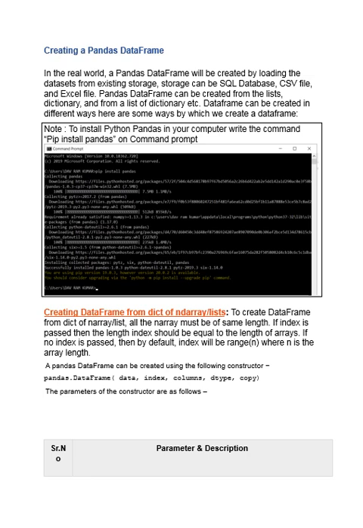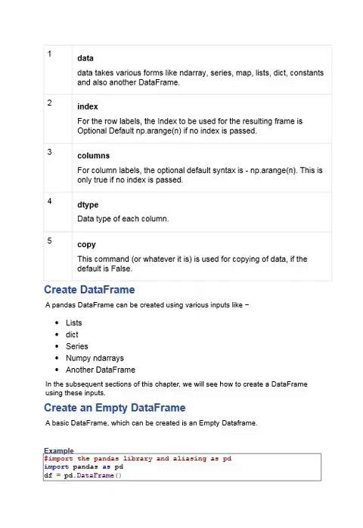The syntax is pandas.DataFrame, which is the function. It is a function to which you can pass the arguments data, index, columns, dtype, and copy. These are the arguments and the function is DataFrame. The parameters for the constructor are as follows. These parameters are discussed one by one.